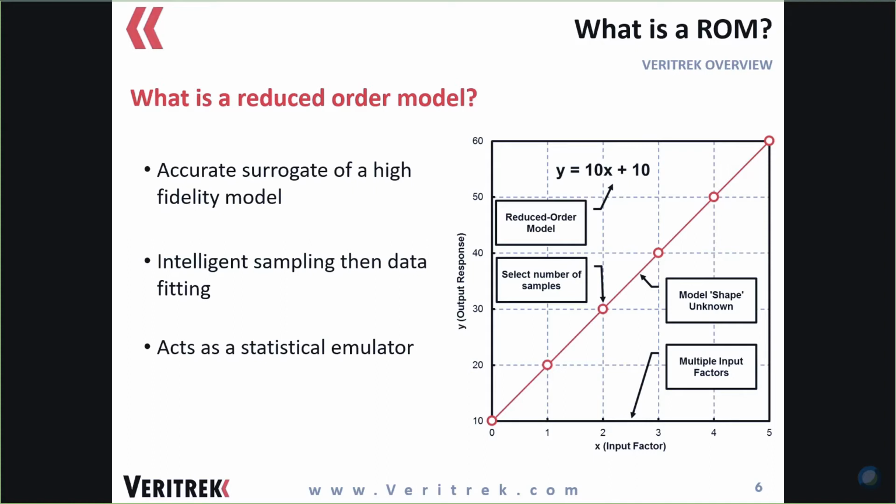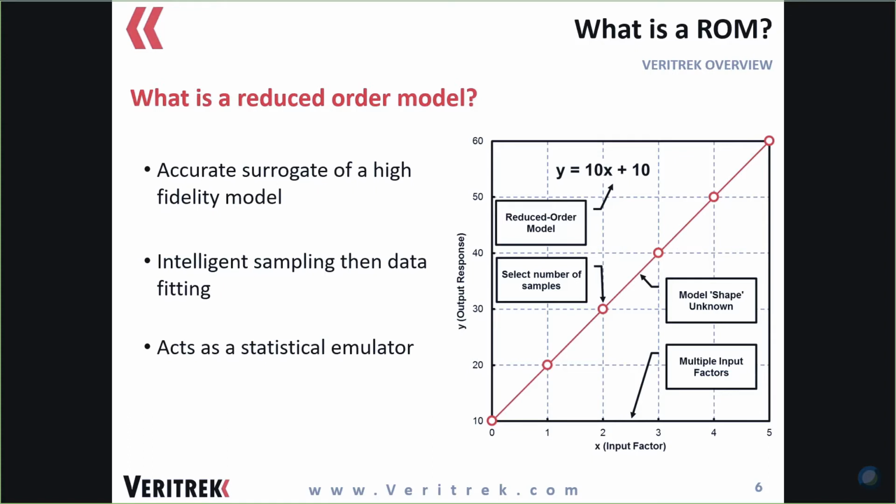And then we also have multiple output responses. In some examples, for the Mars 2020 program, I think we generated a ROM with 36 output responses, although we've talked to people about having a reduced order model with hundreds of output responses. And it's certainly doable within Veritrek's capabilities.